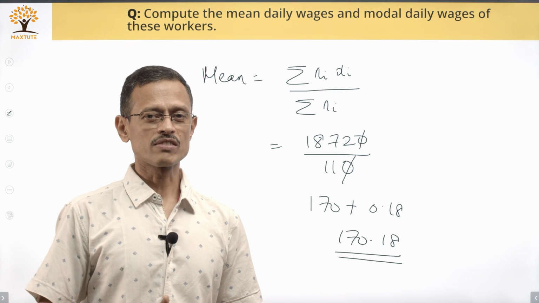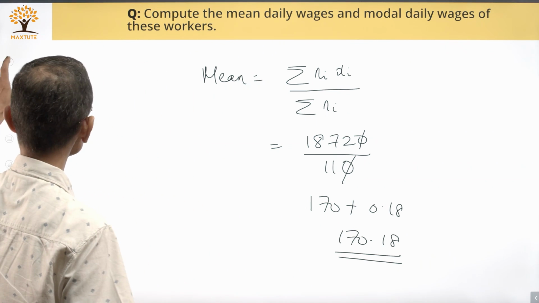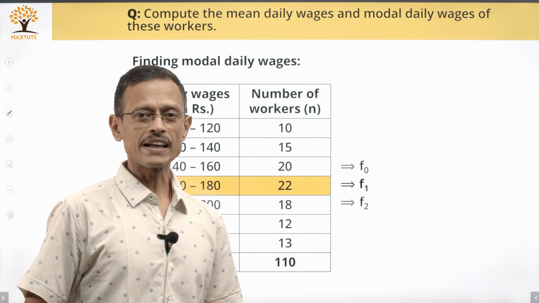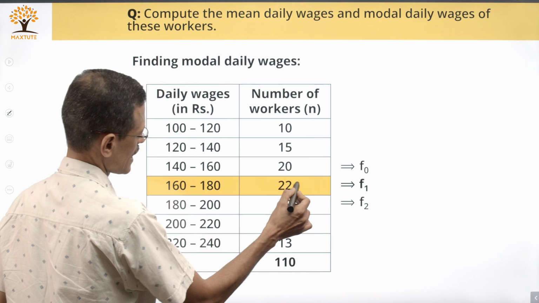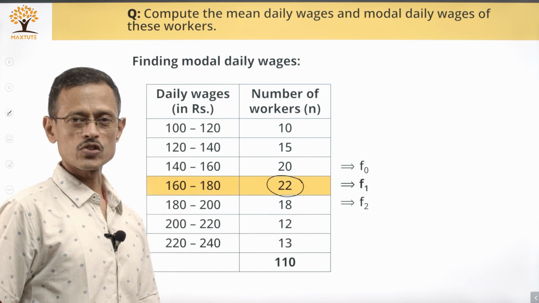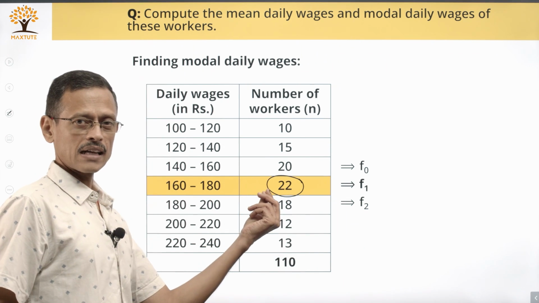Let us move on to the second part of this question, which is computing the mode. How do you compute mode? Let us first start by identifying which class interval has the highest frequency. Of all of these, this is the class interval which has the highest frequency, which is 22. This is called the modal class.